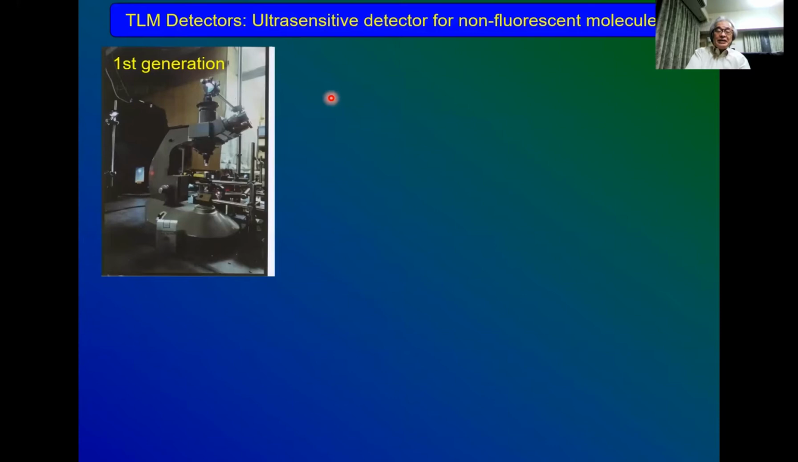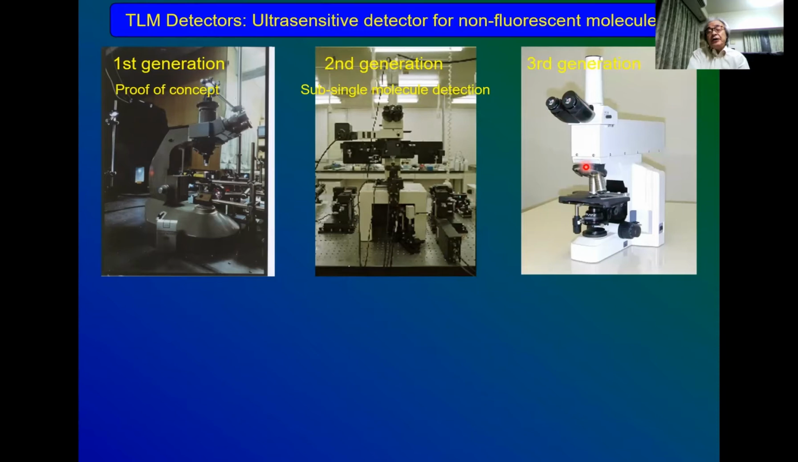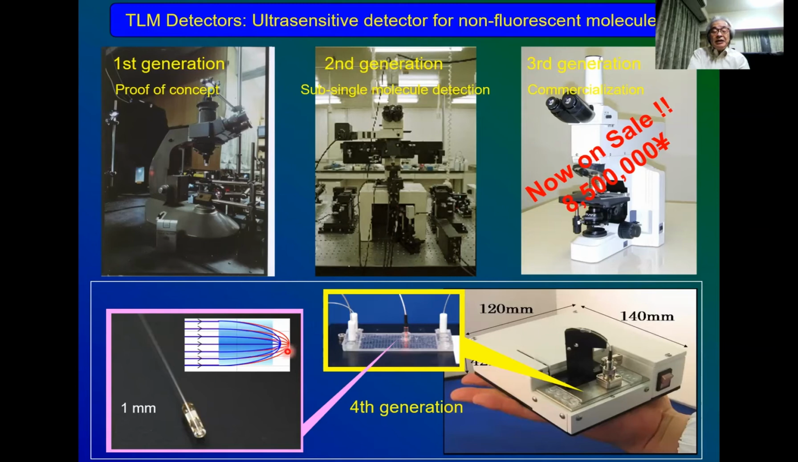This one is the first generation, and this one is the second generation. This is so heavy. The black parts are just for controlling the focal lengths of the probe beam and the excitation beam, and that is too expensive. So we simplified it, and this one is a commercialized thermal lens microscope. After that, the most important point is the difference of the focal positions. Also, we developed those kinds of thermal lens devices.